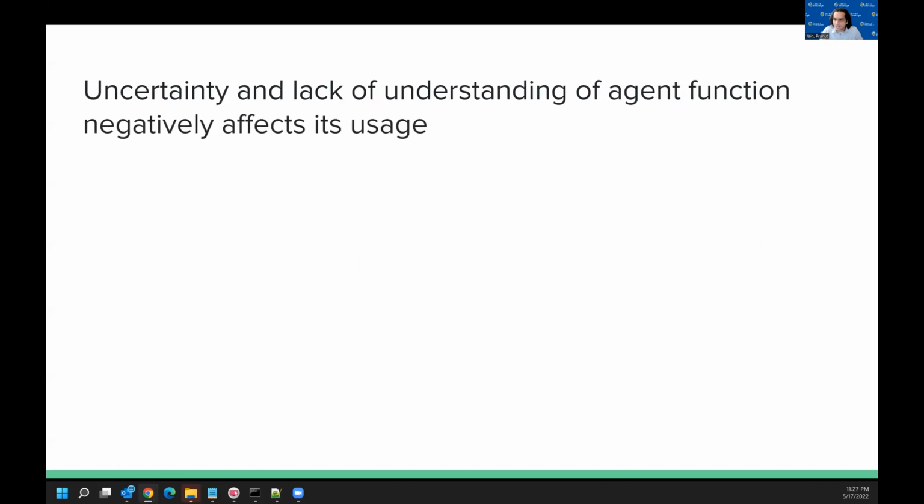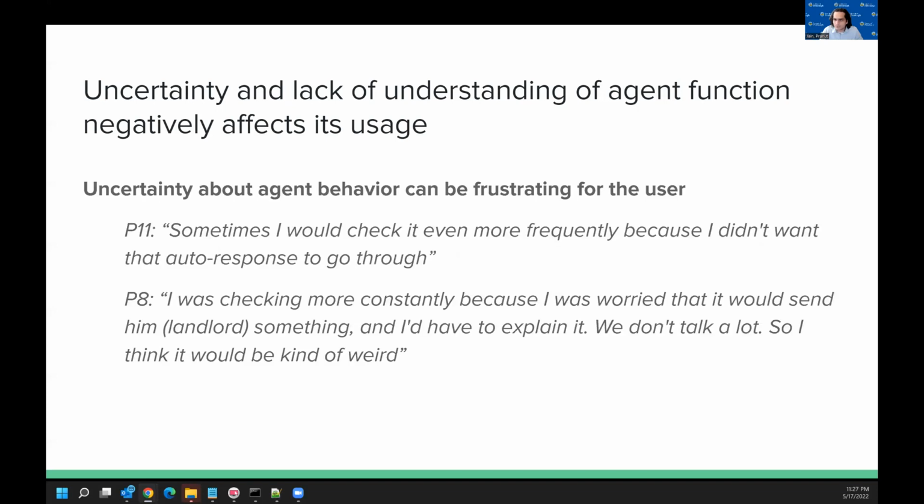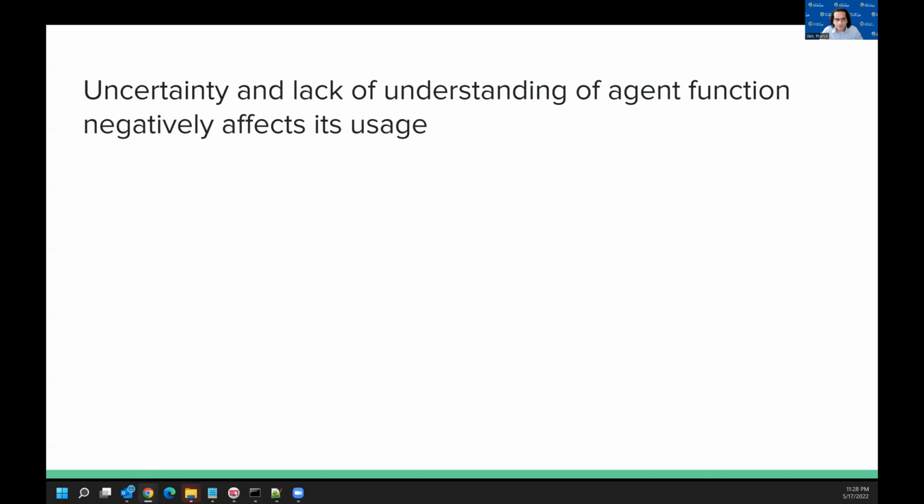Finally, uncertainty and lack of understanding on how the agent worked also affected how it was used. As shown in the quotes from P8 and P11, not knowing if and how the agent will respond caused an increase in their device engagement, where they were constantly checking their phone to prevent an auto-response.